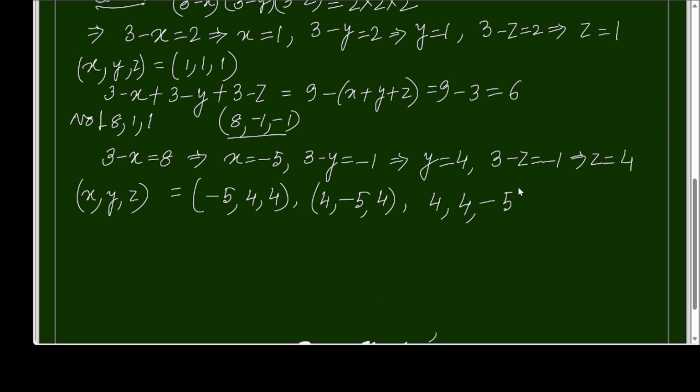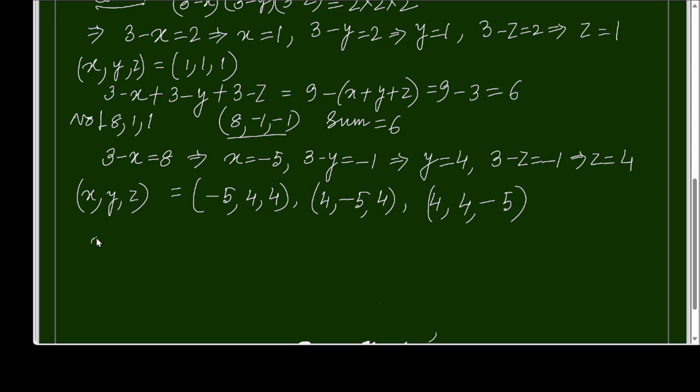So from the second one, 8, minus 1, minus 1, I told why it is minus 1, minus 1: because the sum should be 6. And for 2, 2, 2 it was correct because 2 plus 2 plus 2 is 6. And 4 into 2 into 1 we will not take because they are not co-prime.